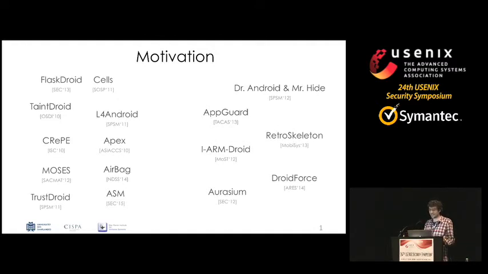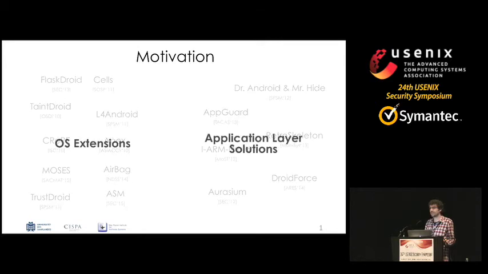However, if we classify those approaches in terms of their deployment strategy, we can see that they divide into two categories. They are either operating system extensions that modify Android in one way or the other, or they're application layer solutions, simple apps that a user can install on his regular Android device. Let's have a look at both of these categories.